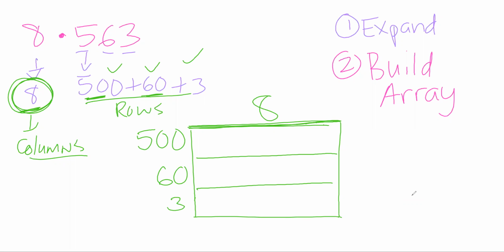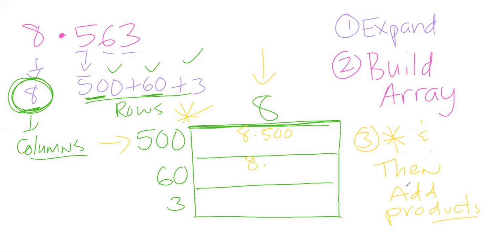Okay, and let's just go ahead and finish things out by multiplying and then add our products. And that will get our final answer. So column times row. So in this case, it's 8 times 500, 8 times 60, and 8 times 3. Okay, so let's just solve each one of those and then add them together, and we got ourselves an answer.